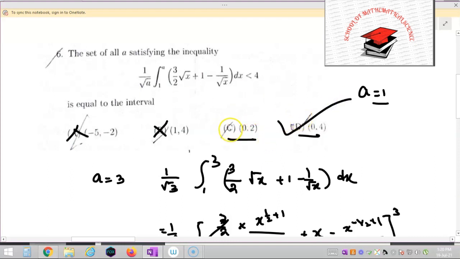There are lots of ways you can actually integrate this and then find the values of a. That would be much more complicated. But if you are going to eliminate the options, that is easier. So we have solved the question number 6. Now let us solve the question number 7.